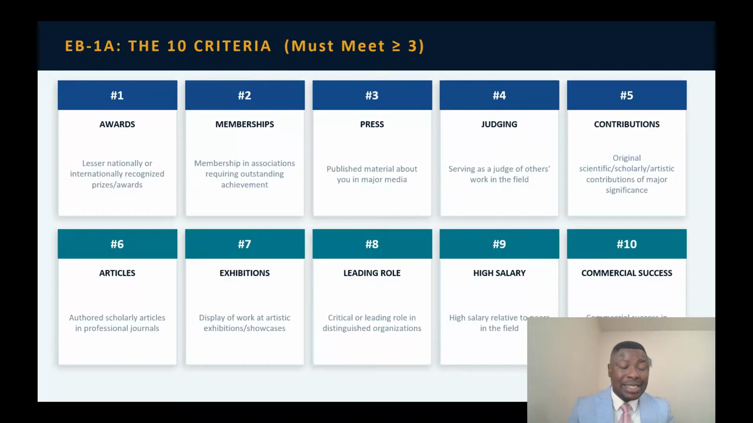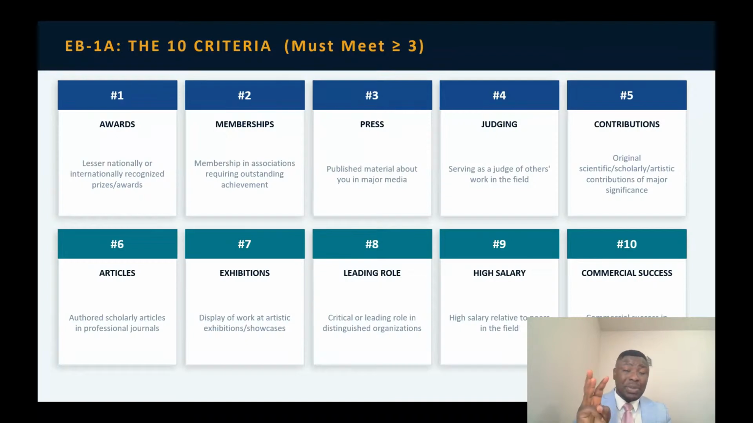So remember, I said that there are 2 steps in EB1. There are 10 criteria. You need to meet 3 criteria. When the officer has determined that you meet 3 criteria, then he or she moves to the second step of the adjudication, where they look at the totality of the evidence that you presented to determine whether you are someone who has risen to the very top of your field. So what are these criteria that you need to meet?